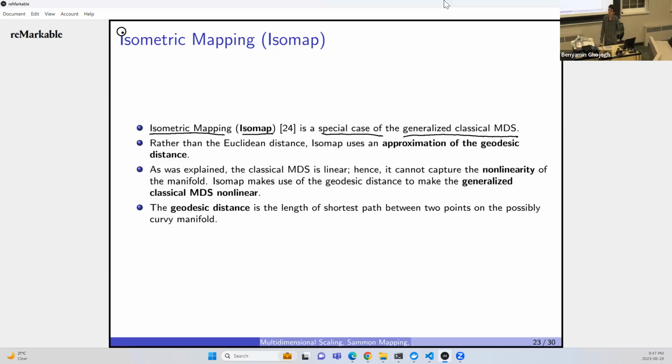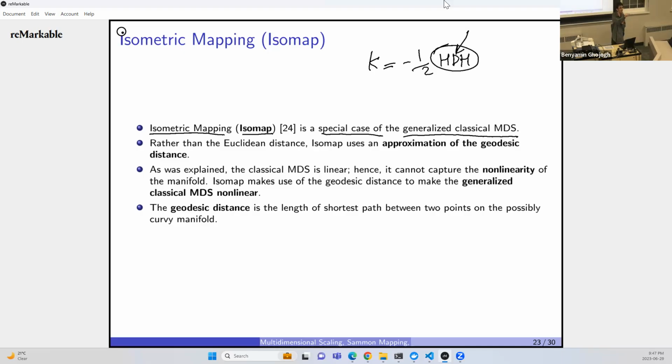What does it do? Do you remember what the kernel was? It was minus half HDH, right? By the way, what was HDH? It was the double-centered distance matrix. D was the distance matrix. We double center it and multiply it by minus half. It gives me the kernel. I told you, change the D and it gives you different algorithms. Isomap said, rather than using Euclidean distance, let me use geodesic distance, which is a nonlinear distance. Therefore, my algorithm becomes nonlinear.